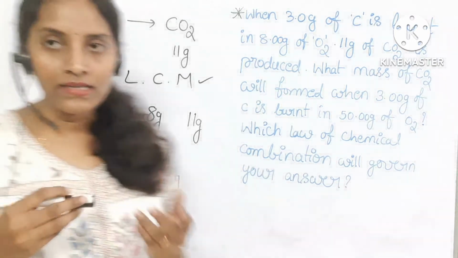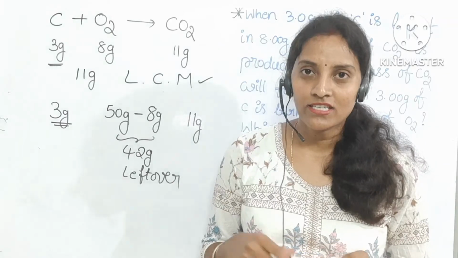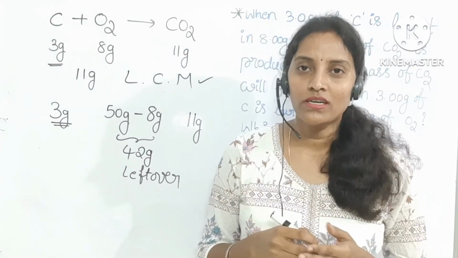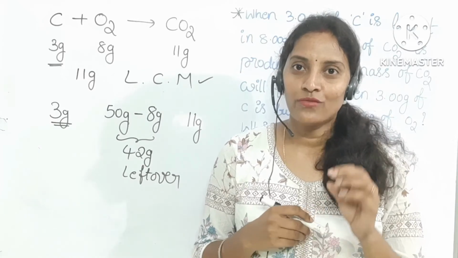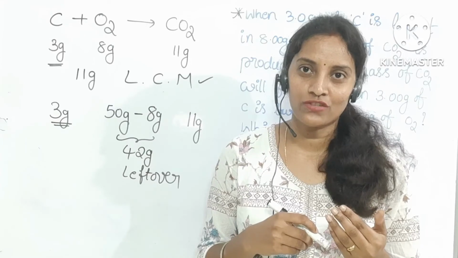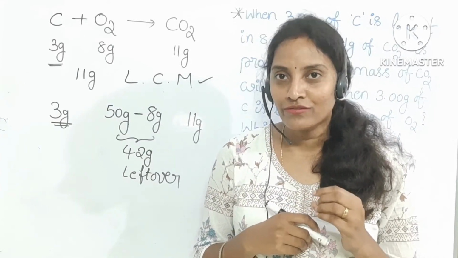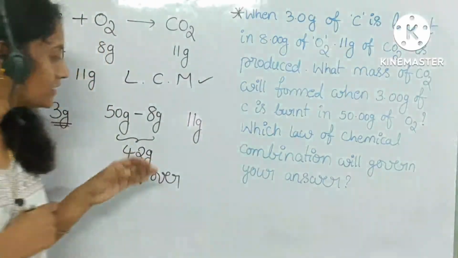See, by seeing this reaction, you can conclude the second condition obeys the law of constant proportion in a chemical reaction for the formation of a compound. First condition, law of conservation of mass. Second condition, law of constant proportions. This is about this problem.